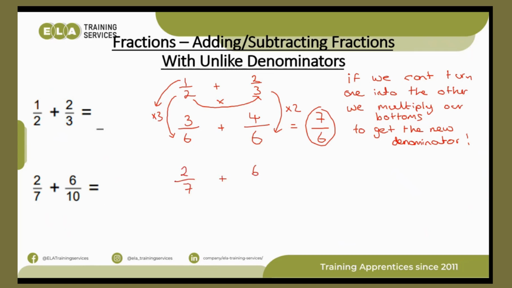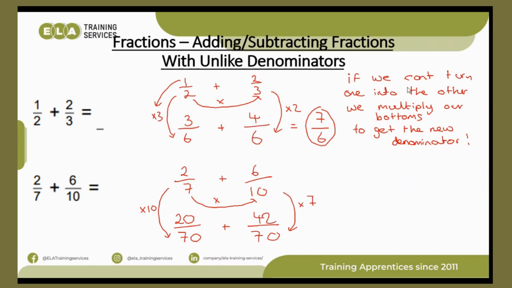Add 6/10. Now we cannot turn 7 into tenths. So we times our bottoms together, which gives us 70. And then we multiply them by the opposite. So 7 and 10 makes 70. 10 and 7. So 2 times 10 is 20. 6 times 7 is 42. And then we add our answers together, which leaves us with 62 over 70.